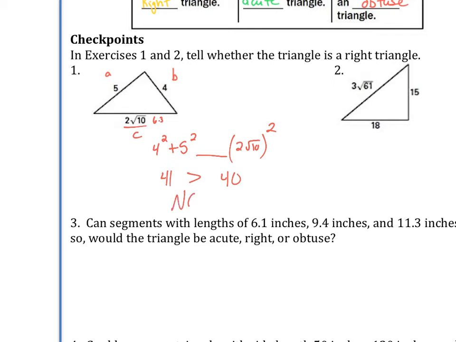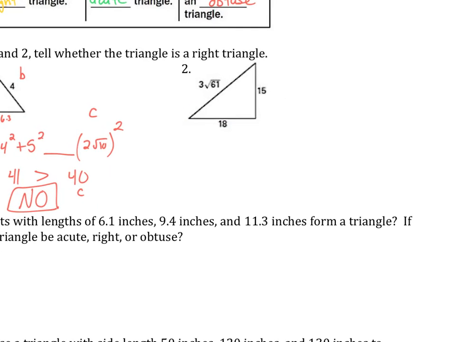So the answer is, is it a right triangle? No. And if we look at the c part, c is the 40, the c part is smaller. So if the c squared is smaller, this would actually be an acute triangle. So I just said tell whether it's a right triangle. It's not. It would actually be acute.